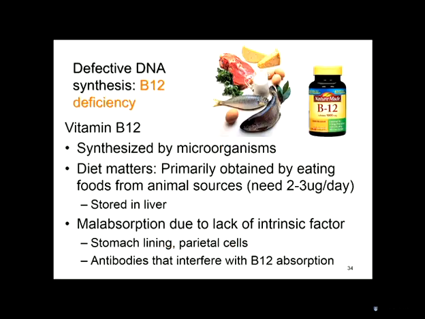So let's talk about the first one, the B12 deficiency, megaloblastic anemia due to B12 deficiency. So remember, this is just a little bit of background on what vitamin B12 is about. Synthesized by bugs, diet matters. You do want animal sources of food because that's where you get the best B12 supply.